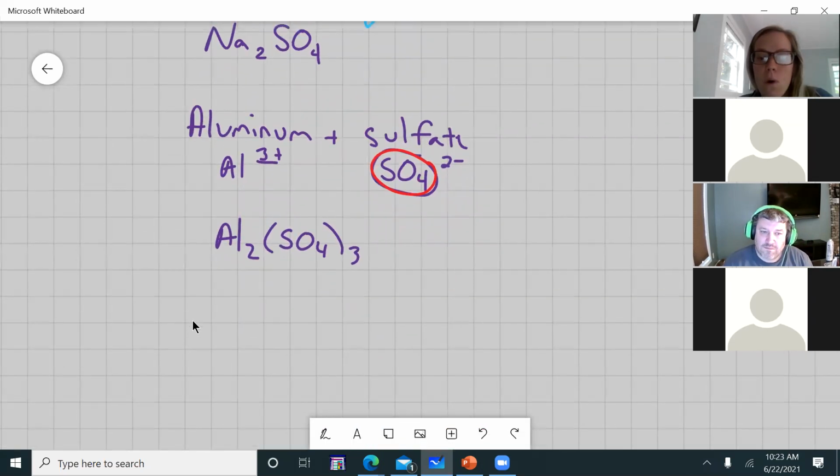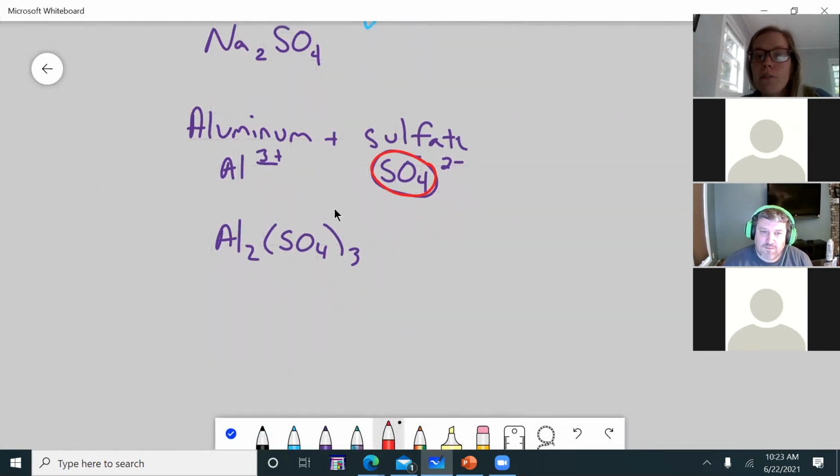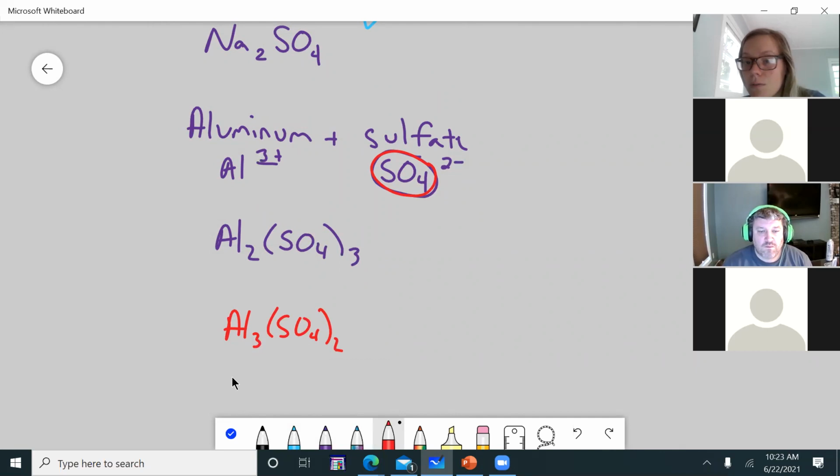But one thing I'll see students do is instead of flip-flopping, they'll just drop the number down. So they'll say, oh, aluminum is a 3, so that means I have 3 aluminum. So they'll go Al3, and the sulfate, I have 2 of those. That is not charge neutral. This 3 does not go here, the 3 goes here. This 2 does not go here, the 2 goes here. We can double check it, and I can prove to you that it's wrong.